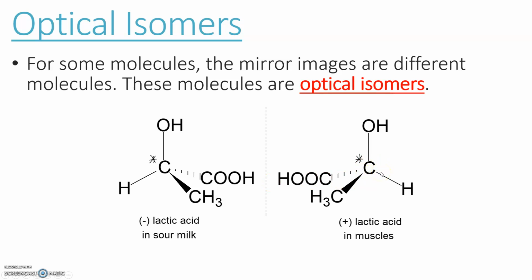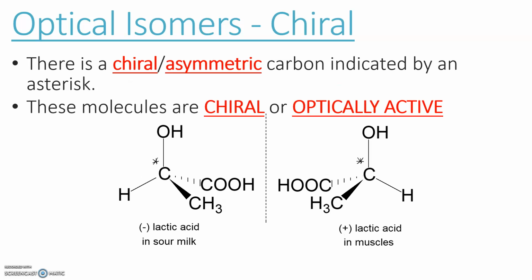They are different molecules. They'll have the same physical properties, but the way they interact with plane polarized light is different, and we'll see what that means soon. So we call these molecules chiral or optically active.